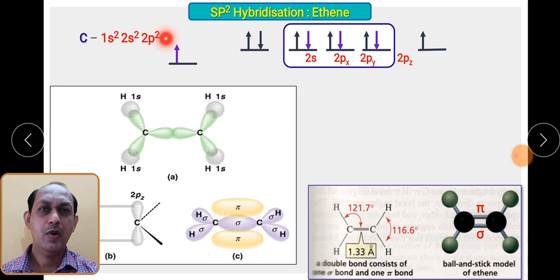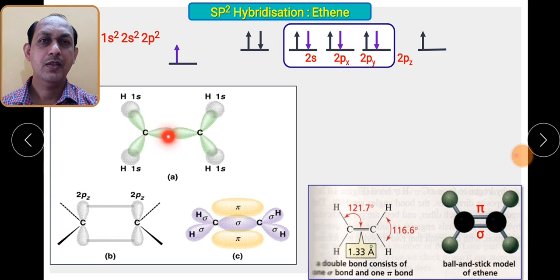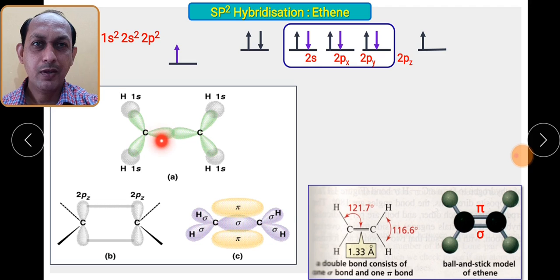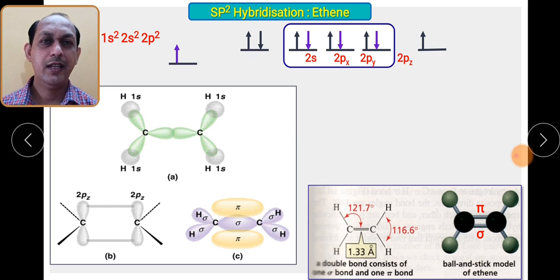In order to study the bonding process, we must know how electrons are distributed: 1s2, 2s2, 2p2. In case of the overlap, what will happen? Only the 3 orbitals overlap, and they will form the 3 sp2 hybridized orbitals. Here you can see the bonding process. These two carbons will overlap by the sp2 hybridized orbital of this carbon and the sp2 hybridized orbital of the other carbon. This is the sigma bond between the two carbons. As we know, in case of ethene there are two bonds between the carbons, so we can say there is a double bond.